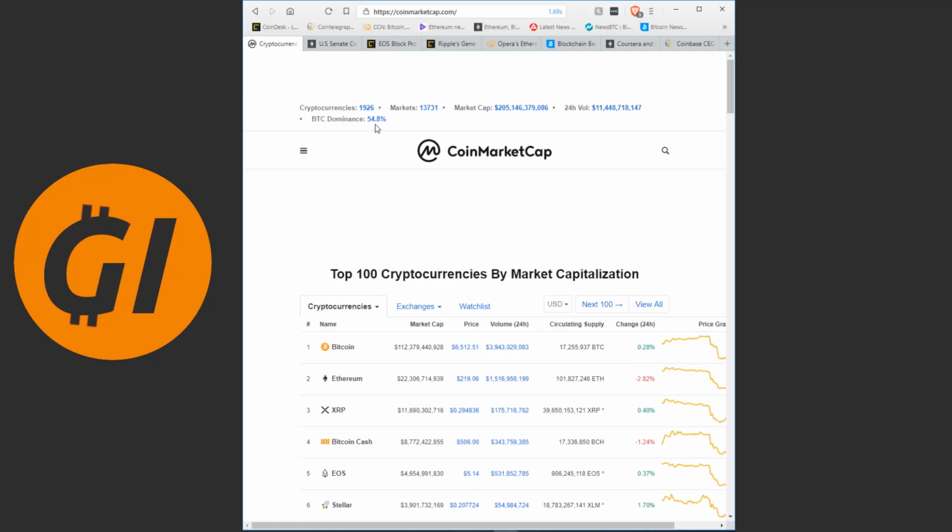Bitcoin dominance still extremely high at 54.8%. This is not expected to fall until the markets turn into a bull market and altcoins start outperforming Bitcoin again. Market cap at 205 billion, just a bit above the 200 billion that we cracked a couple weeks ago.